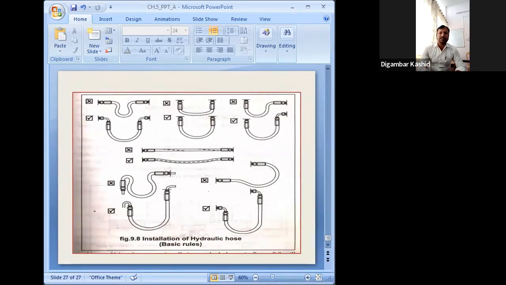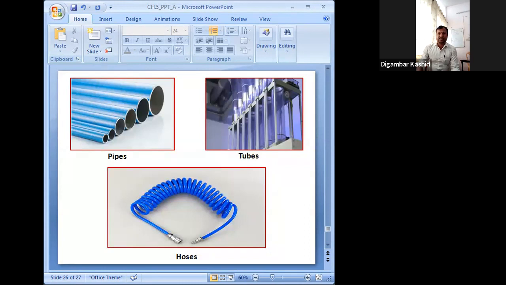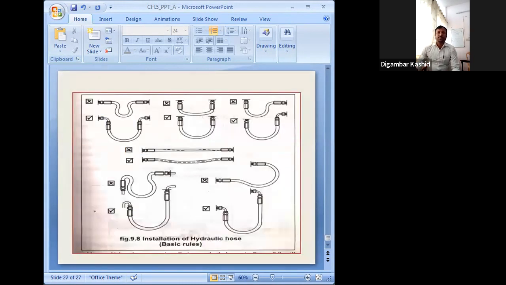Then you can see, while installing a hydraulic system, we need some hoses. Okay, we have seen these are the hoses. Normally we have observed them in many applications. So how to install the different hydraulic hoses? For that, we have some basic rules.